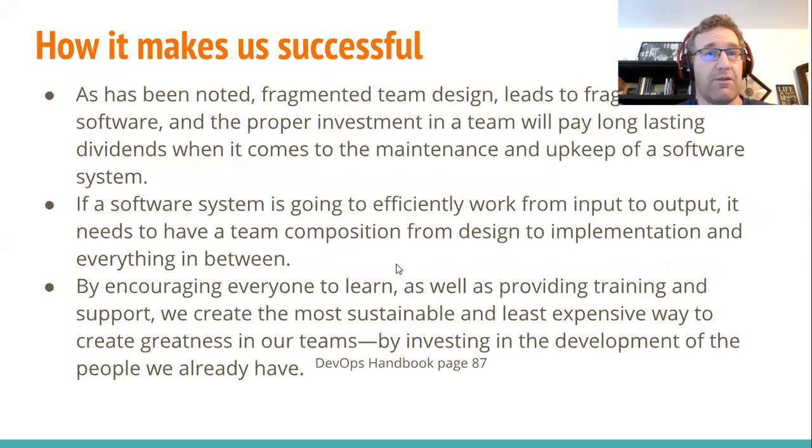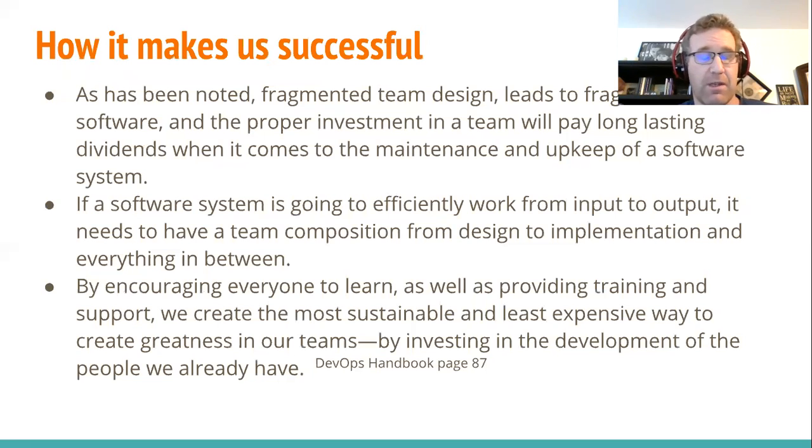On the flip side, some of the reverse of those can make you successful. As has been noted, fragmented team design leads to fragmented software, and the proper investment in a team will pay long-lasting dividends when it comes to maintenance and upkeep of a software system, which is where the majority of your costs are. If a software system is going to work efficiently from input to output, it needs to have a team composition from design to implementation and everything in between.